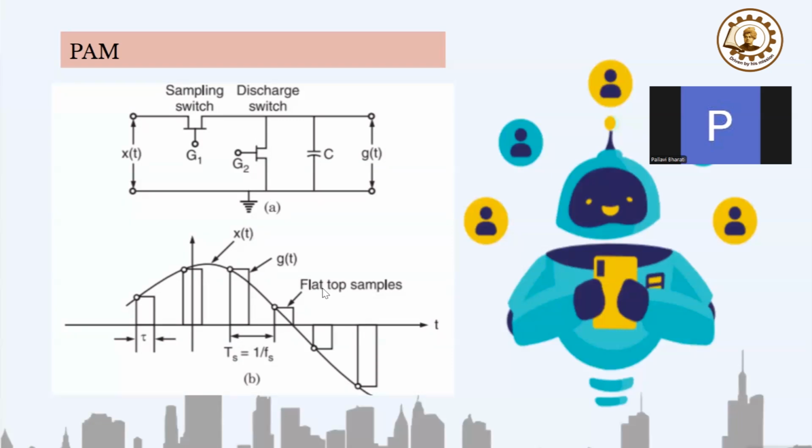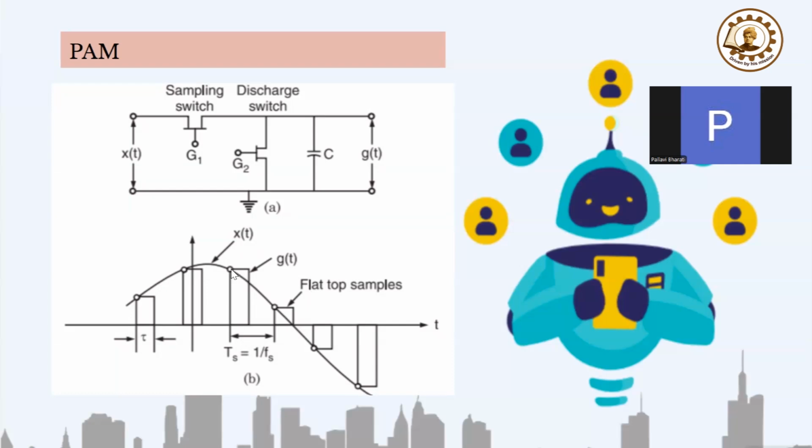You can create either flat top samples or natural samples, but right now I'm going to discuss the creation of flat top samples. You have already studied how to create natural samples. Instead of using the discharge tube and discharge switch, you can just take the sampling switch and the capacitor. You will create the flat top samples by varying the amplitude of the signal according to the message signal.